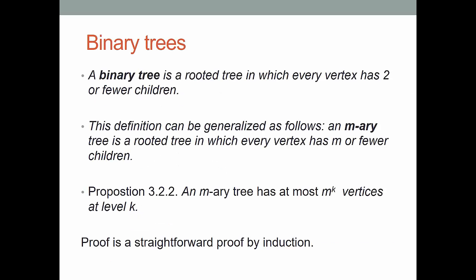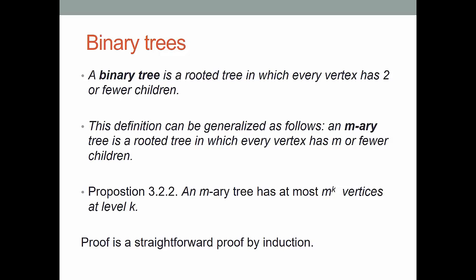A binary tree is an example of a rooted tree. A binary tree is a rooted tree in which each vertex has 2 or fewer children. Binary trees are used extensively in theoretical computer science. Now, it doesn't have to be binary. We could say m-ary for any m. So the generalized definition is that an m-ary tree is a rooted tree in which every vertex has m or fewer children.